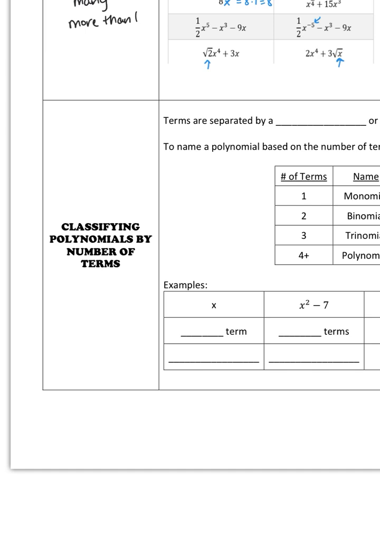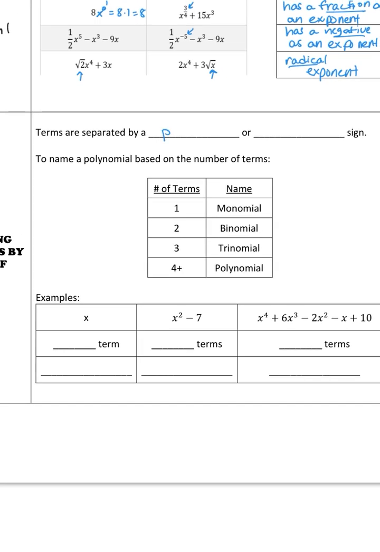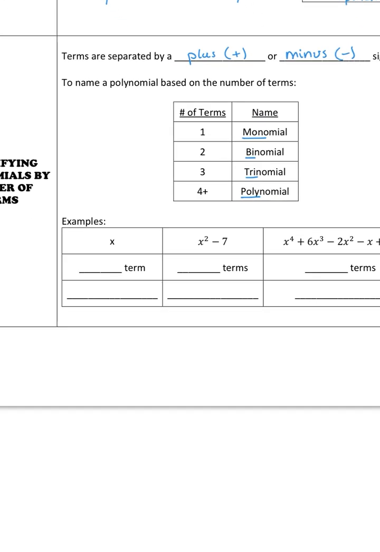So if we're going to classify a polynomial by the number of terms it has, we need to know what a term is. A term is separated by a plus or minus sign. If it has one term, it's a monomial. If it's two, binomial. Mono means 1, bi means 2, tri means 3, and poly is many. For example, x has no pluses or minuses, so you have one term. We call that a monomial.